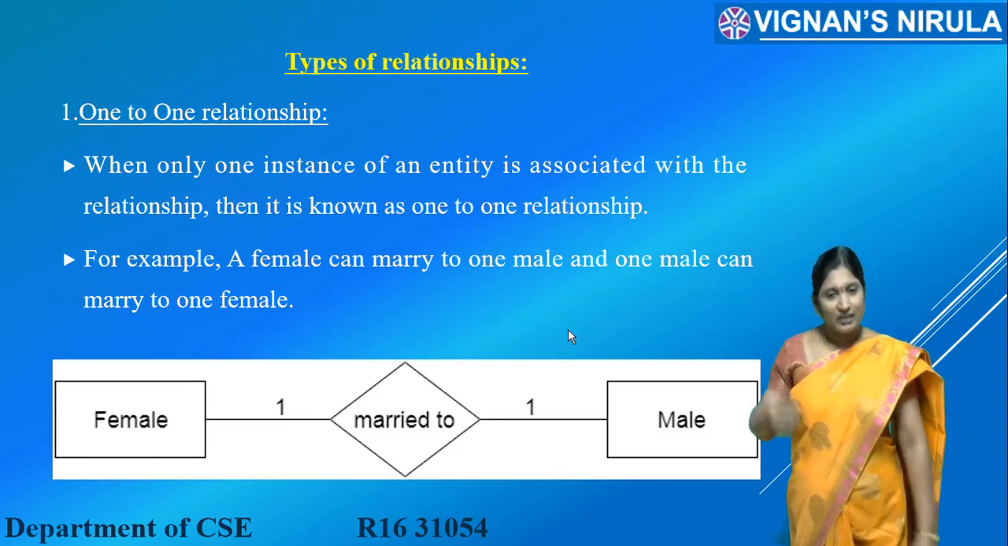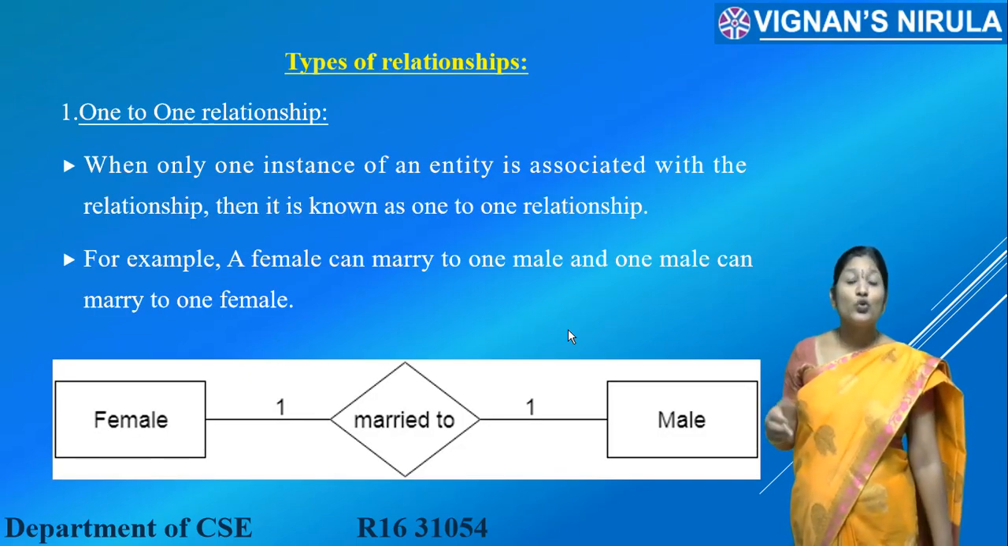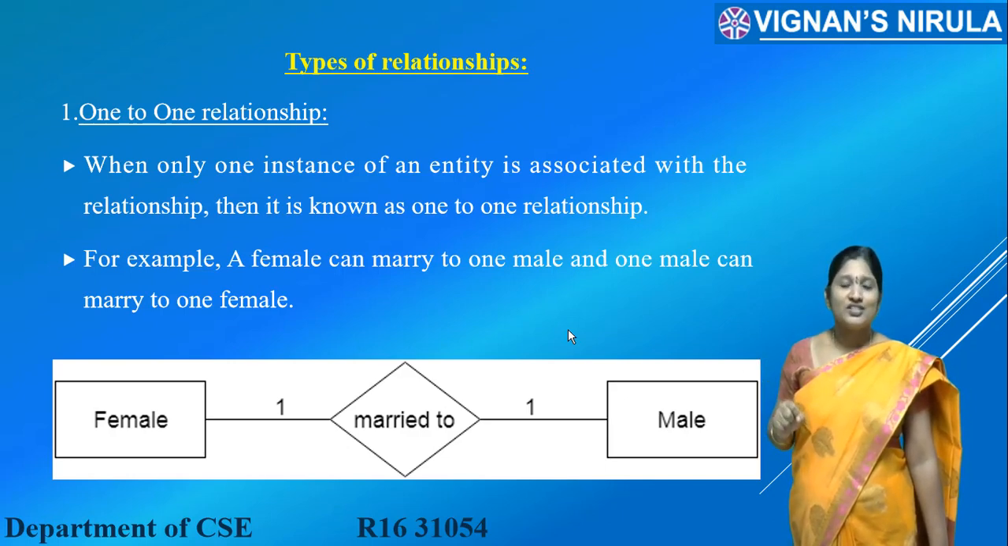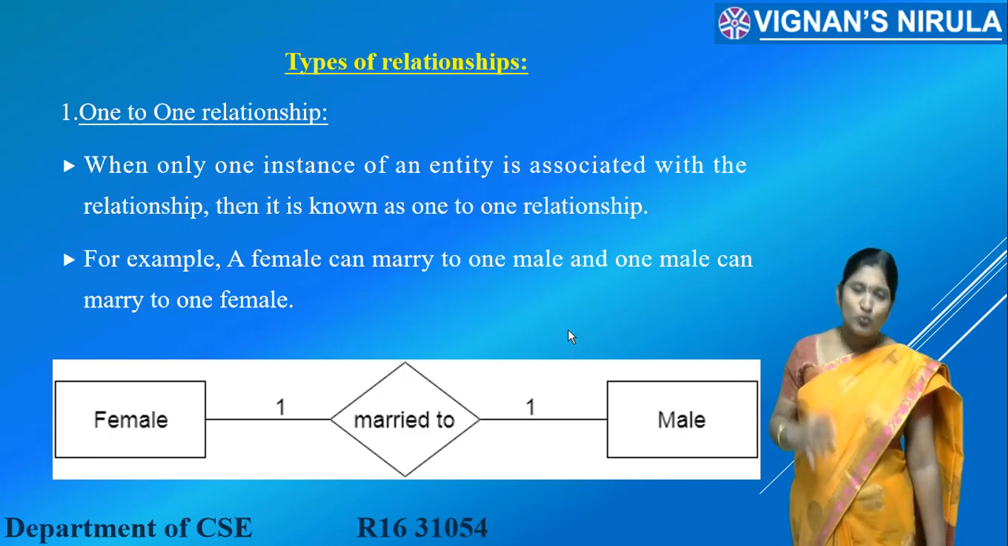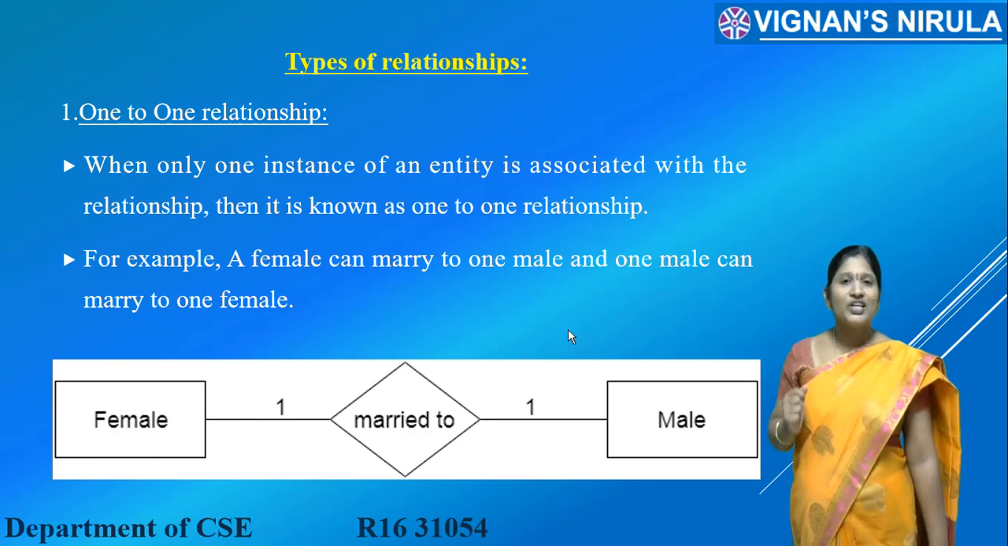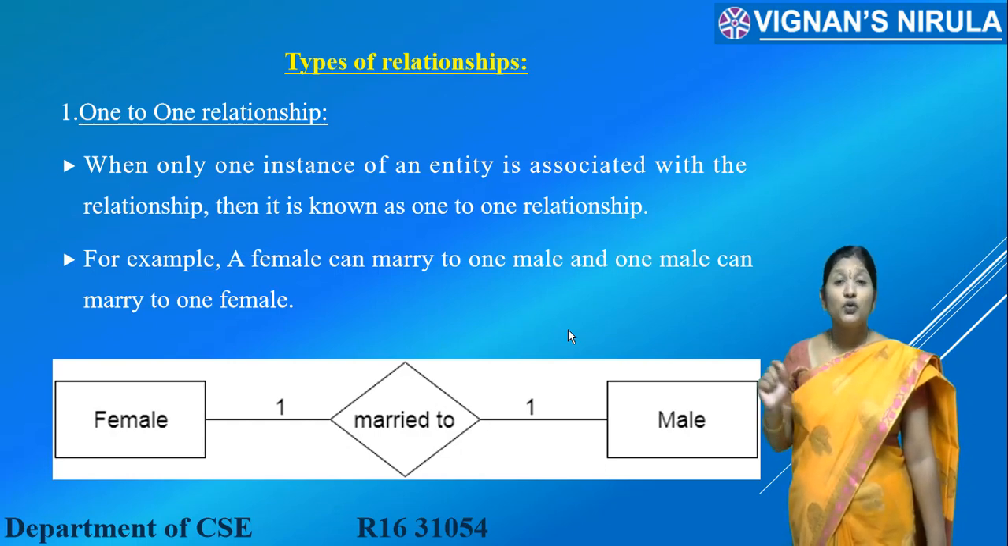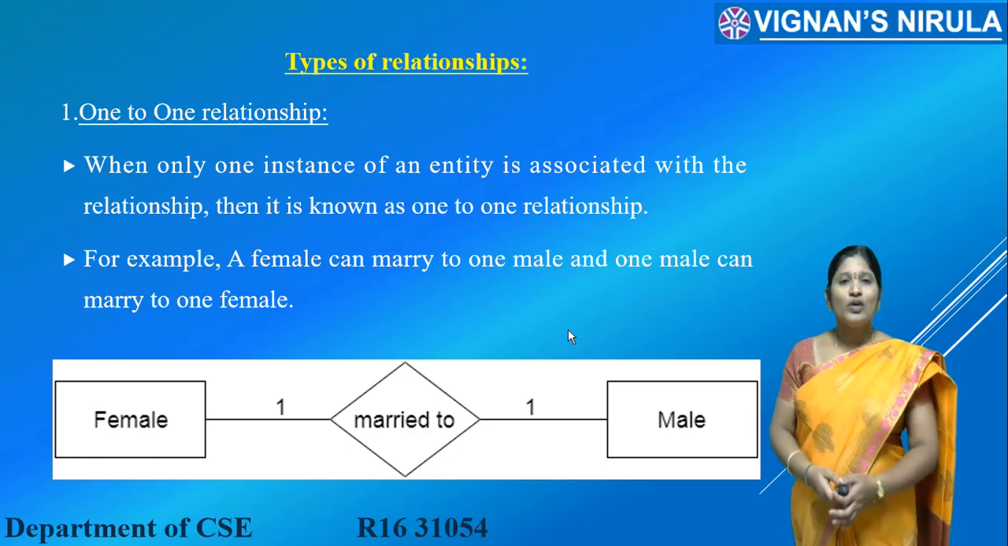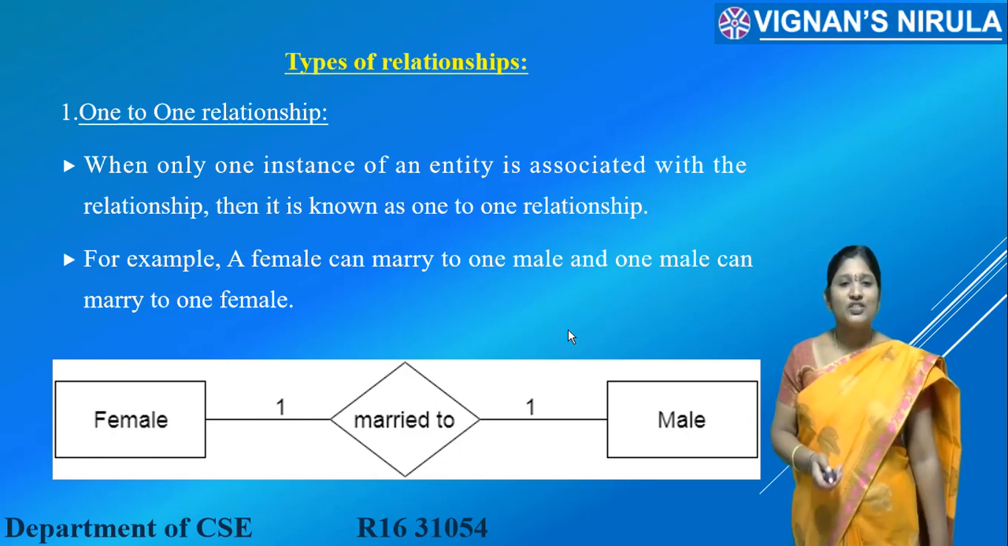Next we are going to see the types of relationships that exist among entities. Majorly we can have four types of relationships: one-to-one relationships, one-to-many relationships, many-to-one relationships, and many-to-many relationships. So, coming to the first category of relationship, that is the one-to-one relationship.